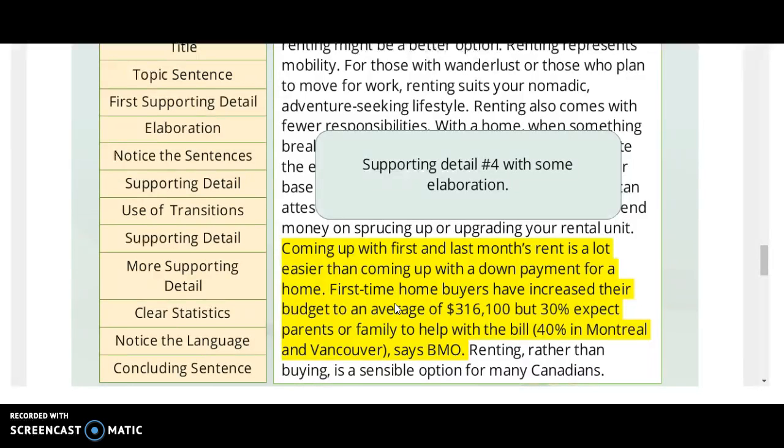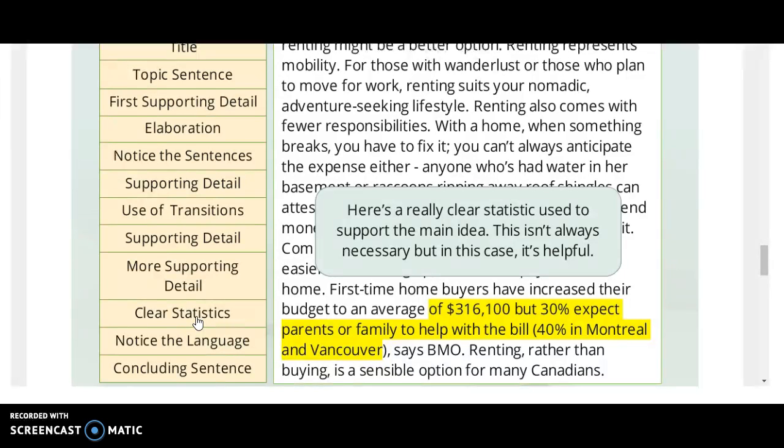Coming up with first and last month's rent is a lot easier than coming up with a down payment for a home. First-time home buyers have increased their budget to an average of $316,100, but 30% expect parents or family to help with the bill. 40% in Montreal or Vancouver, says BMO. Again, three is your magical number. If you have four, that's fantastic, but just remember that three is your benchmark when you are writing. We have clear statistics. So if you decide to bring any information into your writing, make those statistics very, very clear and always identify where that information is coming from.